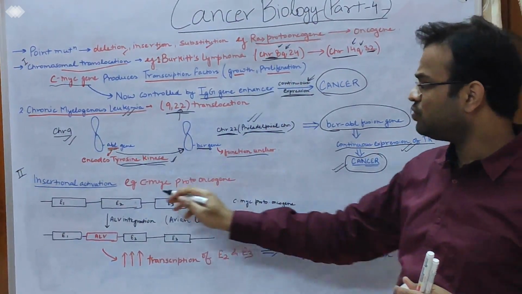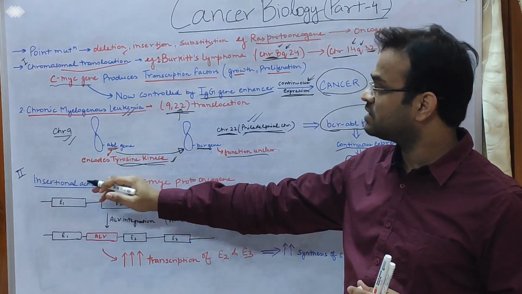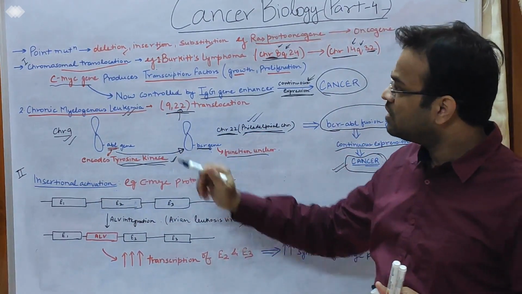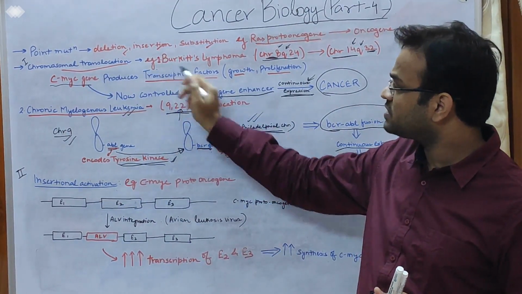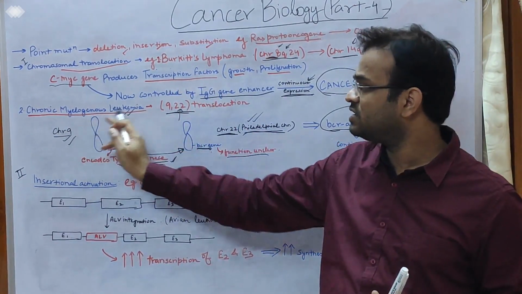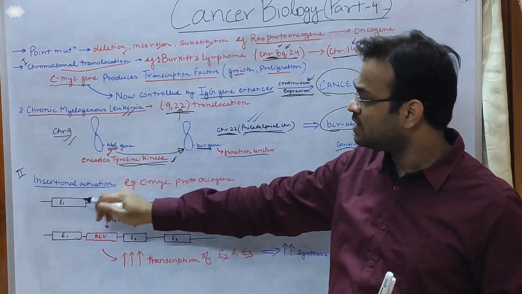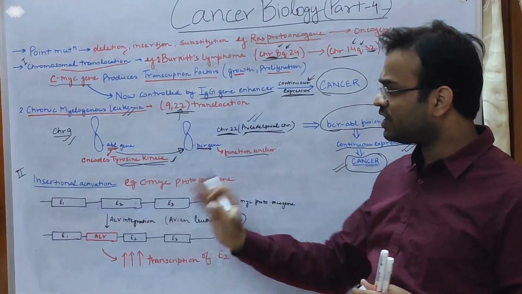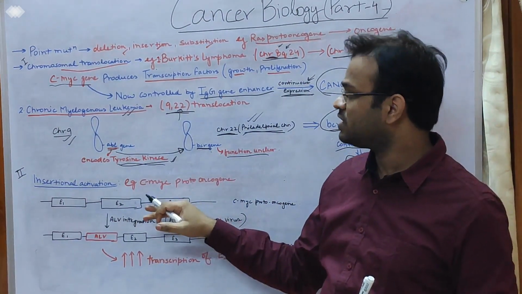Finally, we would move to insertional activation. We were studying chromosomal translocation up till now. We studied Burkitt's lymphoma, the first example in this case, and chronic myelogenous leukemia, the second example. Now we are coming to insertional activation. This is altogether a different kind of mechanism.